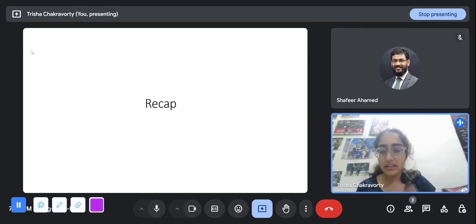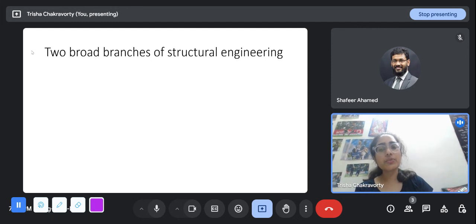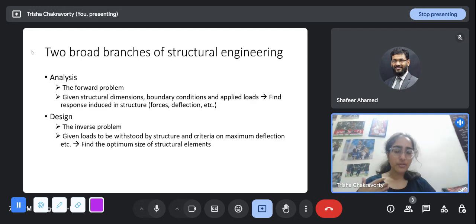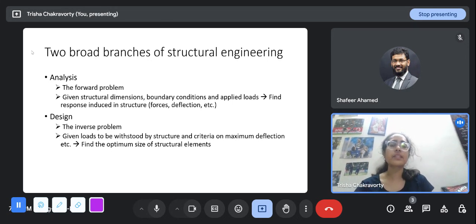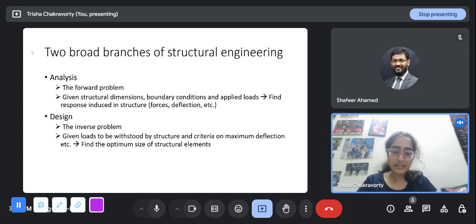Like always, I'll begin with a brief recap of what we have done so far. First, we looked at the two broad branches of structural engineering: analysis and design. Analysis is a forward problem: we are given the structural dimensions, boundary conditions, and applied loads, and we find the response induced in the structure in the form of forces, stresses, deflections, and strains. Design is the inverse problem: we are given the loads to be withstood by a structure and the criteria on maximum deflection or strain, and then we find the optimum size and arrangement of the structural elements. This course looks at design of steel structures.